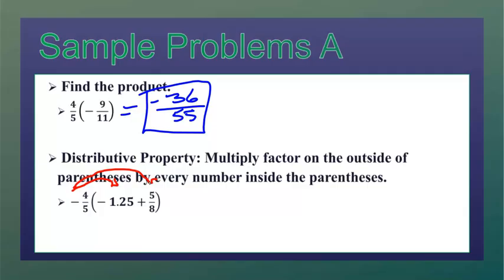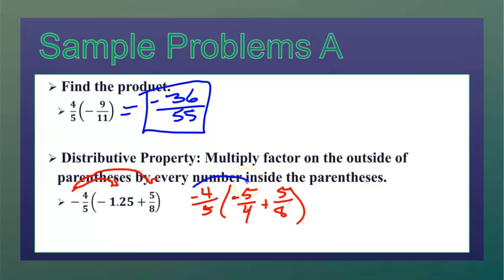So this is going to be negative 4/5 times a negative 5/4. So 1.25 is 5/4, or 1 1/4. And then I have plus 5/8. And then I use the distributive property.